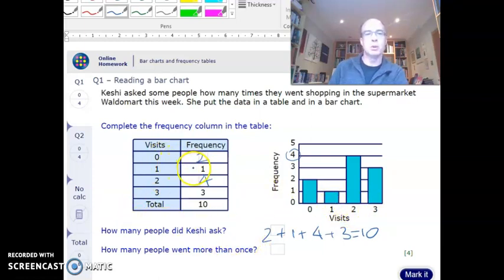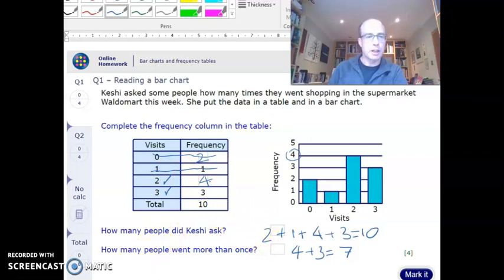Well, I can have a look in my table. Remember, more than once doesn't include once. So I'm not interested in this one. Not interested in this one. I'm interested in the number of people who went twice or 3 times. Well, that's 4. 4 people went twice and 3 people went 3 times. I can add 4 plus 3, and that's equal to 7. So 7 people went more than once, so twice or more.